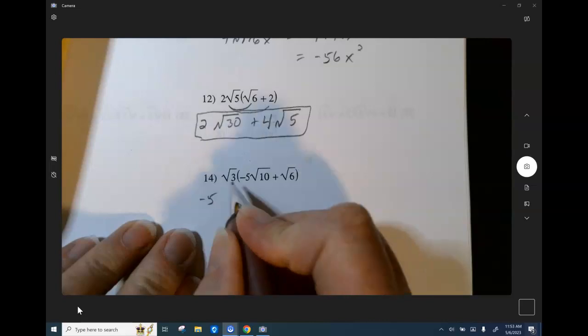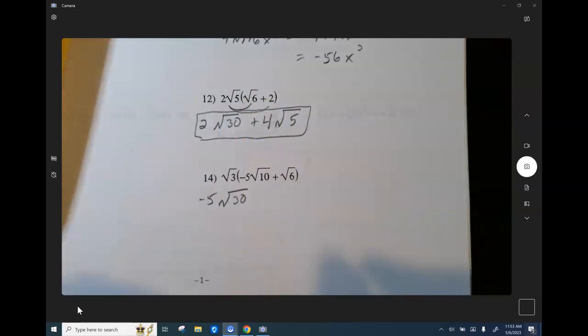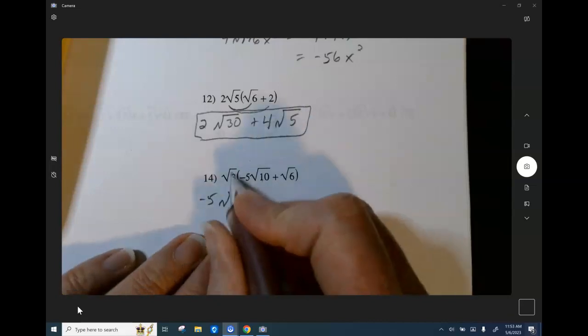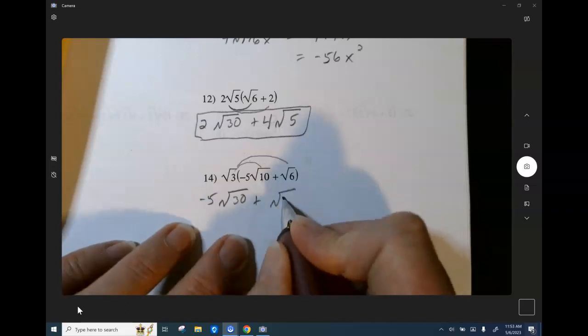Okay, number 14. Let's multiply that. Negative 5 hangs out. 3 times 10 is 30. Hey, don't trick us. We've seen this before. Can't reduce that one. Square root 3. So I'm going to draw my arcs this way. Times square root 6 is a square root 18.